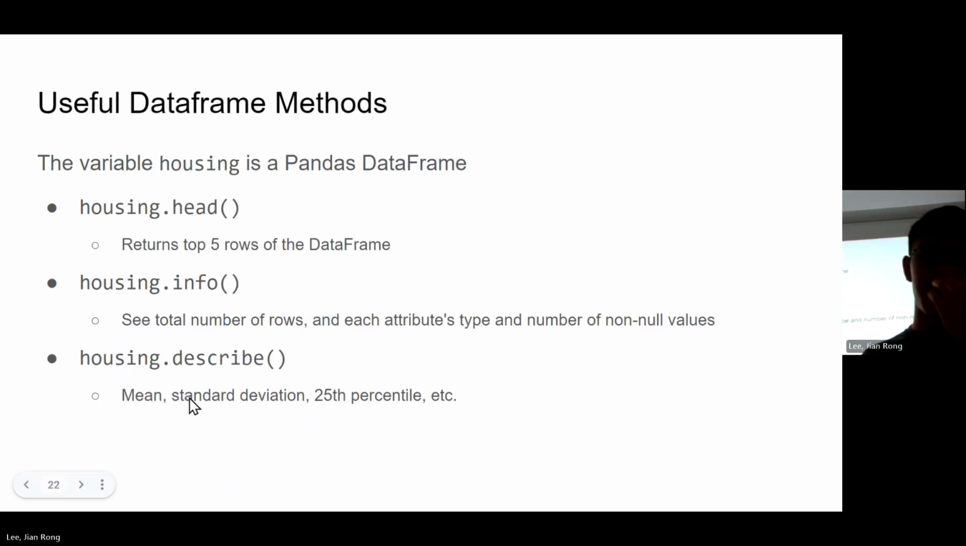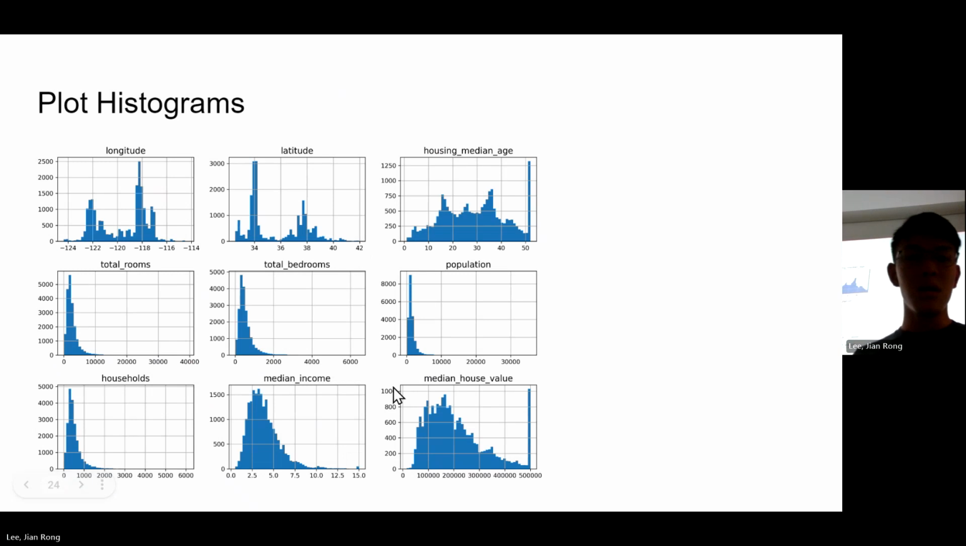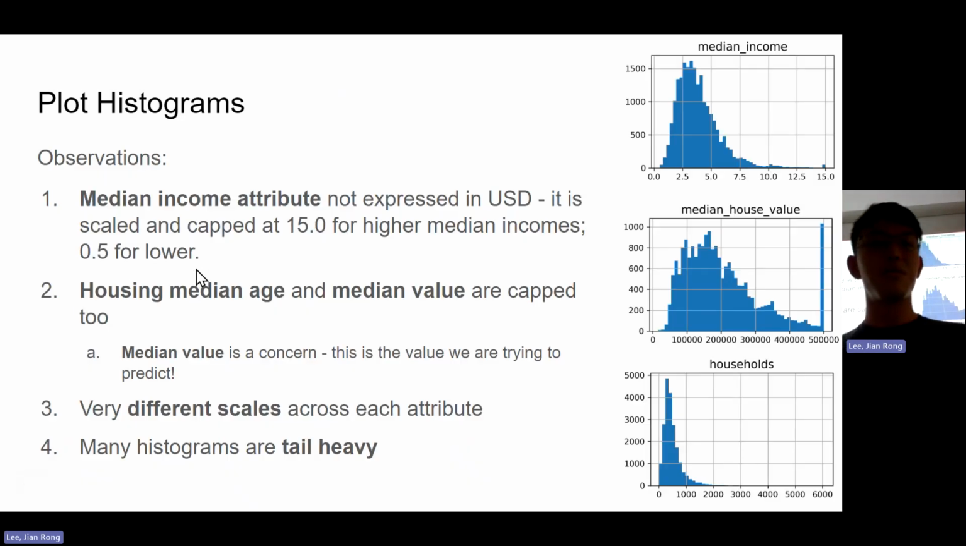Okay, right. So here we plot some histograms. There's only 9 histograms, not 10, because we can't plot a histogram for the column with the text, as I mentioned just now. Okay, so some observations. For this median income attribute, it's not really expressed in US dollars. It's scaled and kept at 15 for higher median incomes. But in terms of the scaling, it's around tens of thousands of US dollars.